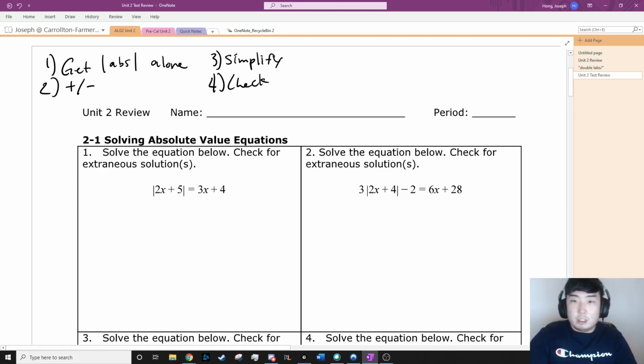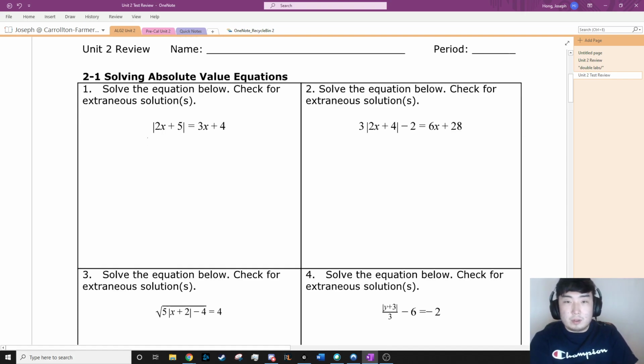So, solve the equation below. Step 1 is already done because there's nothing to the left and nothing to the right of my absolute value. My absolute value sign is the biggest thing, the most outside of one side of the equation. So now I have to make a positive and negative version. And so I'm going to start step 2 here.